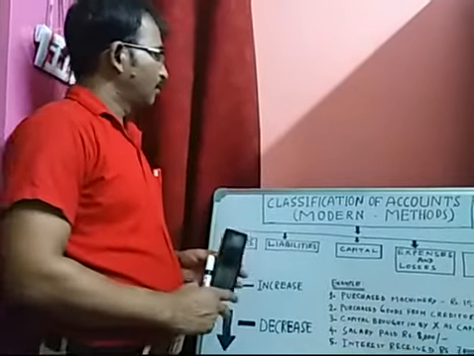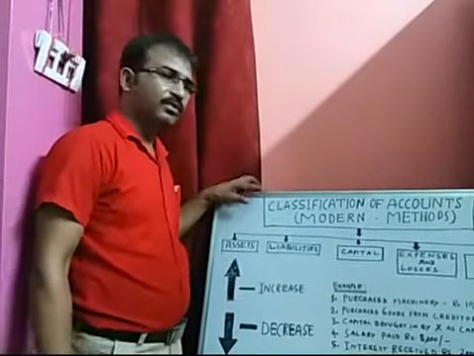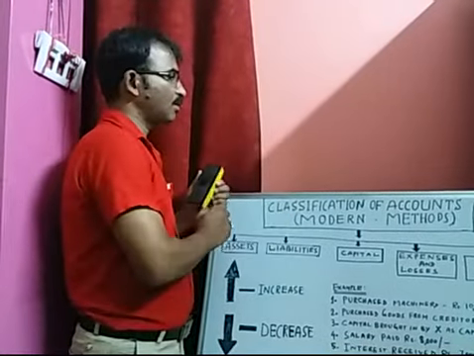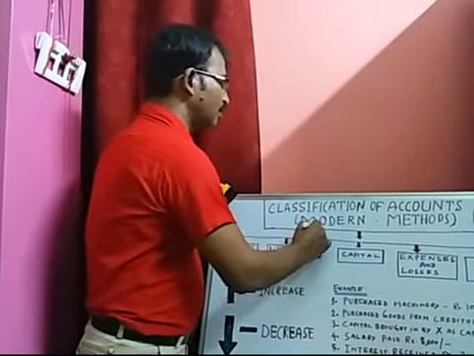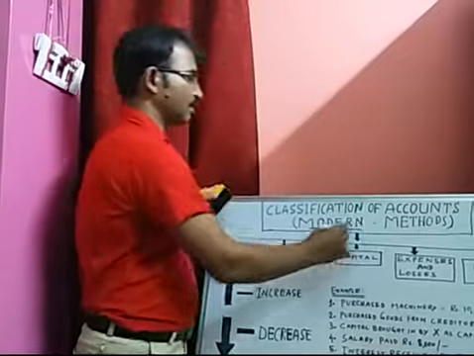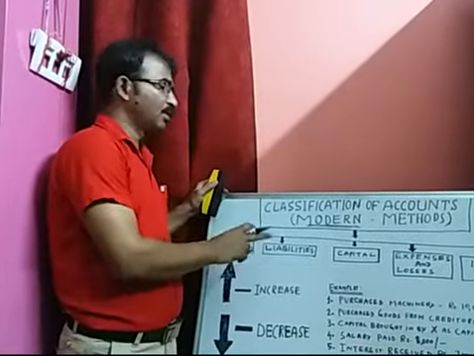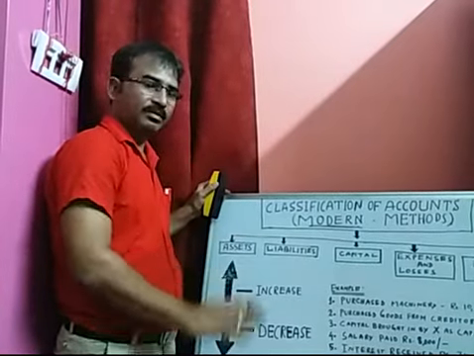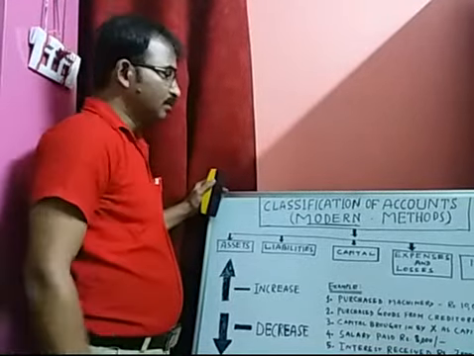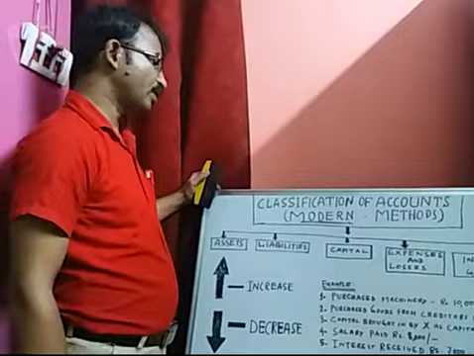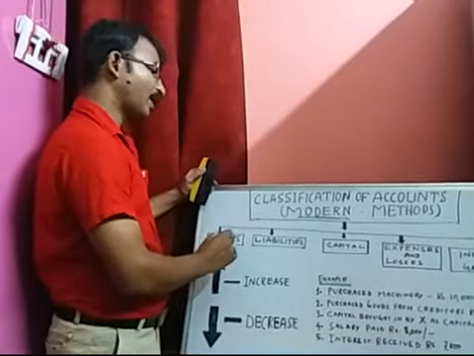Today I am discussing the classification of accounts, and the method is the modern method. The last day I discussed the classification of accounts under the traditional method. So in the modern method, at first we classify accounts into categories.